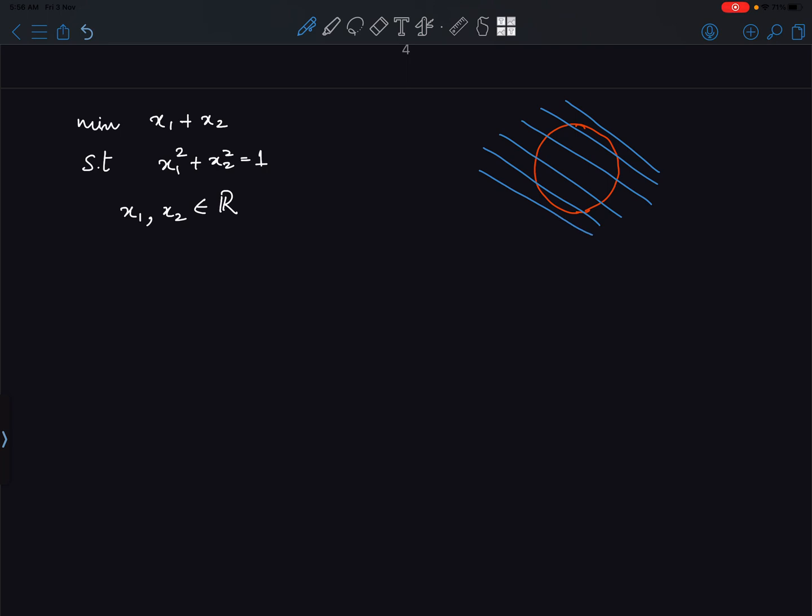So basically, what should be the minimum point? A line going through this, and the value of the function x1 plus x2 decreases as we go in this direction, right? So the point which lies on the constraint set and also lies on this particular line is the minimum point. So basically this is the x star.